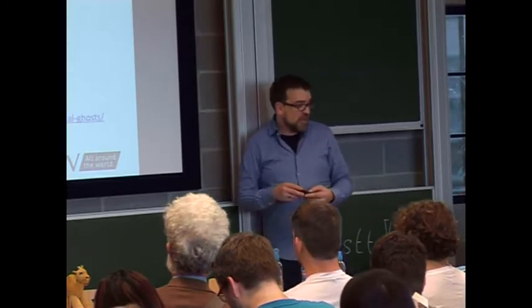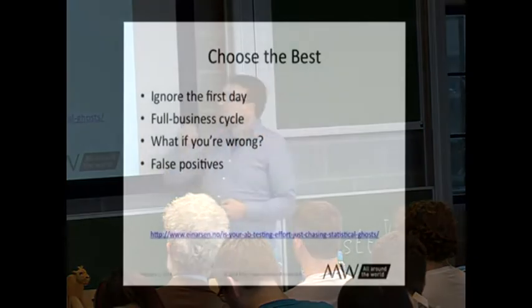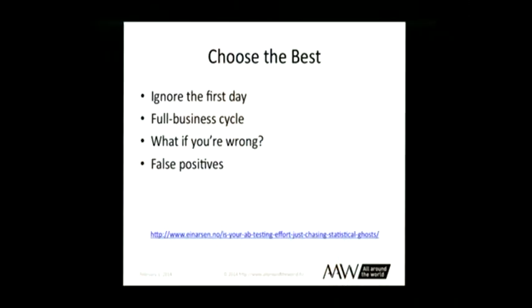So when we talk about choosing the best, this is where a lot of people screw up right off the bat. First of all, many times people forget to ignore the first business day. They're running a new experiment, they're getting a lot of traffic, and they're getting really excited because their variant is pulling in a lot more money. You get a lot of random fluctuation, particularly at the beginning of a test.